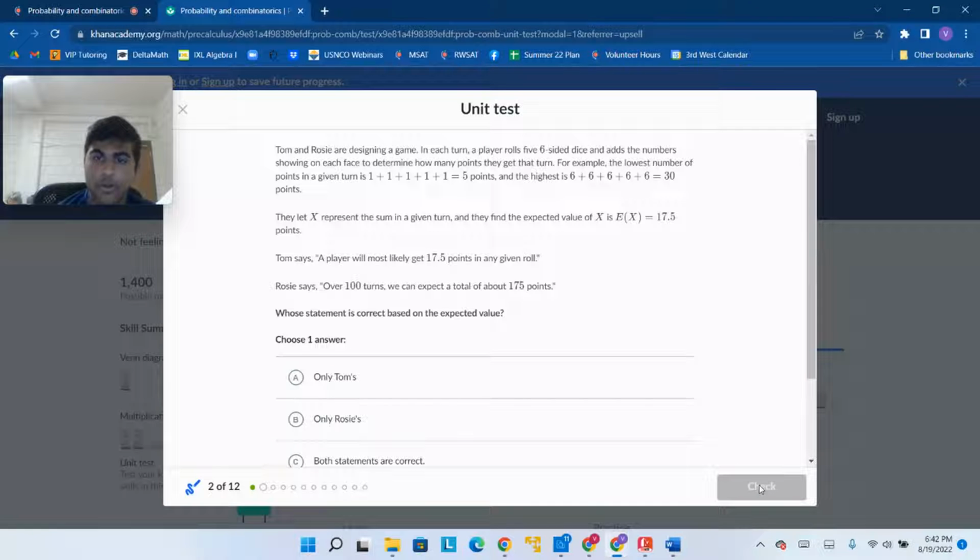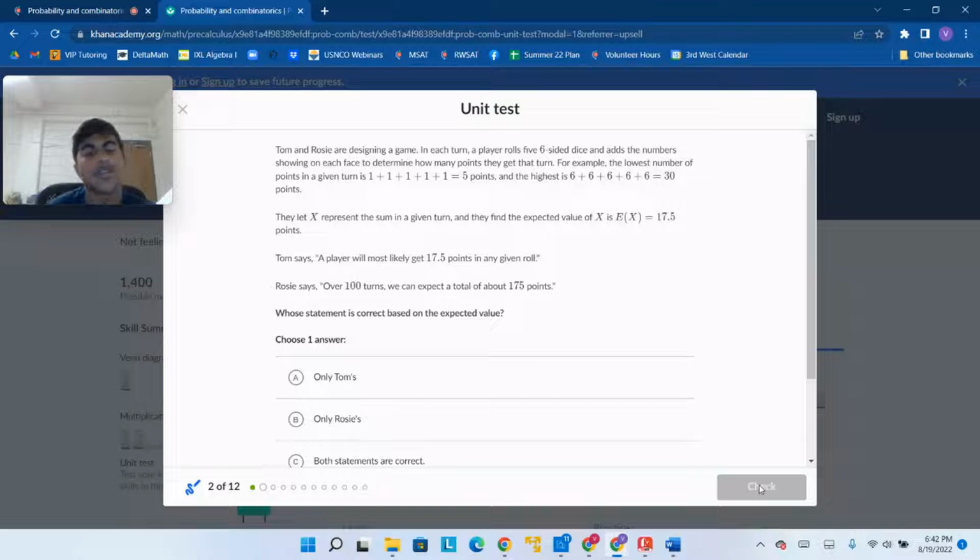17.5 points. How am I supposed to get that number? How am I supposed to get a half a point? That doesn't work, does it? You can't get a half a point in a roll. All right, maybe he's trying to say that on average you get that many points, which would be correct, but that's not what he's saying. His statement is that you get 17.5 points, which is impossible. So that's not true. So Tom's statement is incorrect.